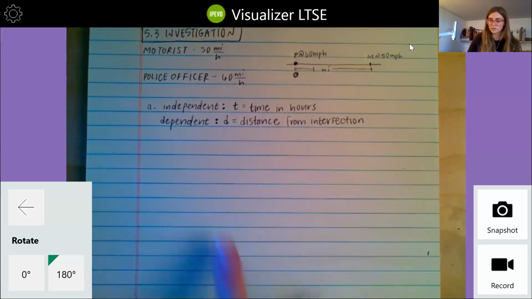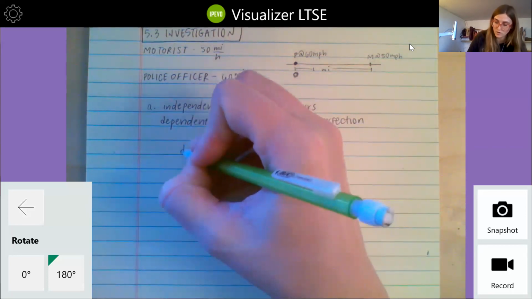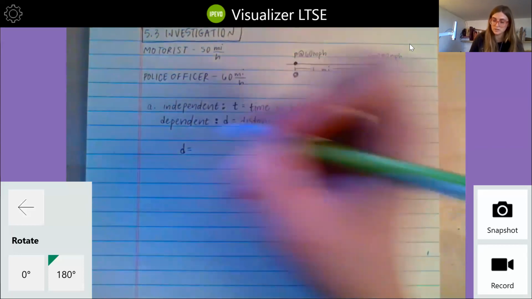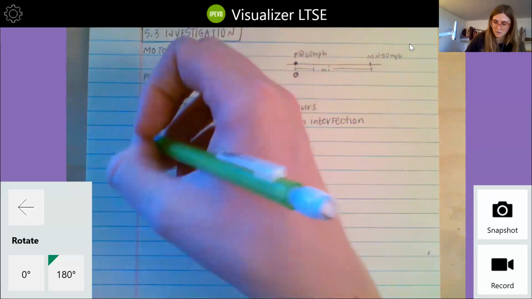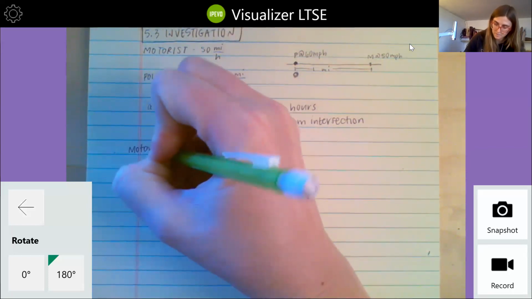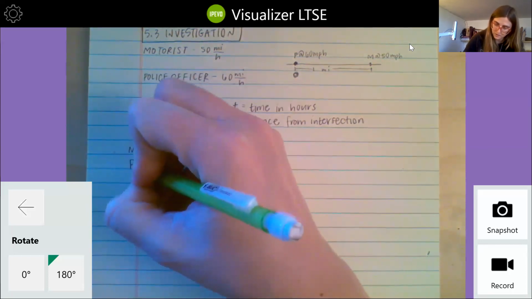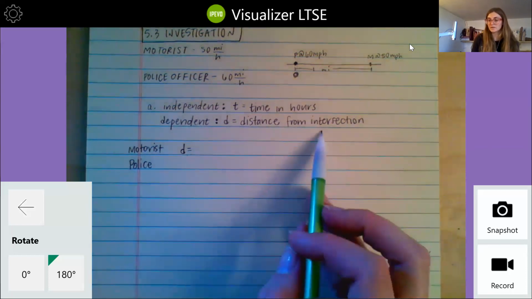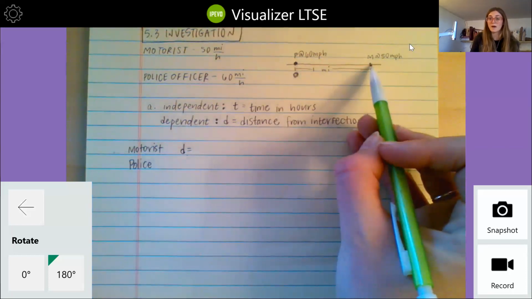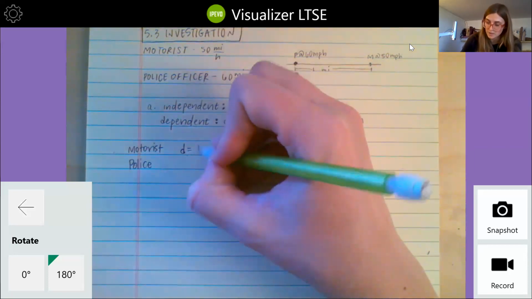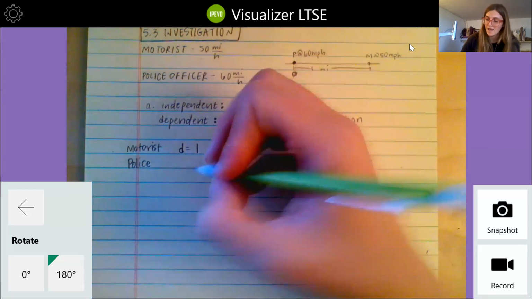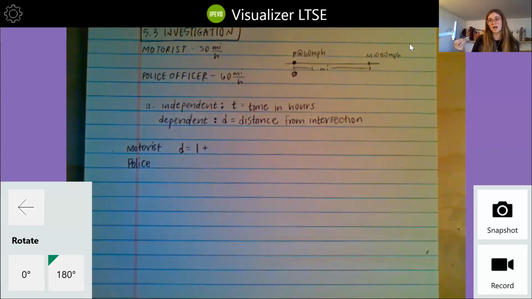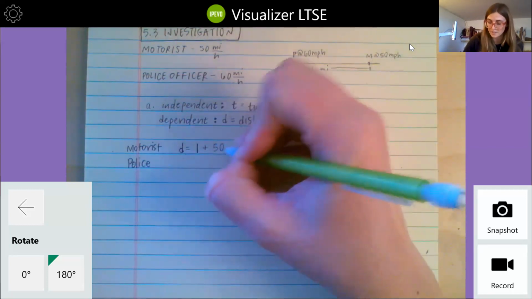We always start with our dependent variable. That's going to be on one side of the equal sign, d equals. And let's start with the motorist, and then we'll do the police officer. So the motorist's distance from the intersection, well, we know he starts 1 mile away. So that's going to be that starting point. And then for every hour he drives, he'll be another 50 miles from that intersection. So we represent that by saying 50t.